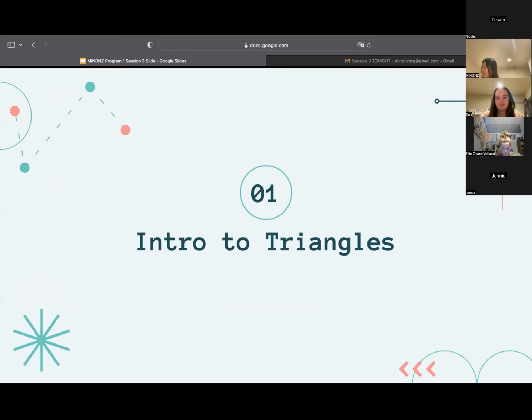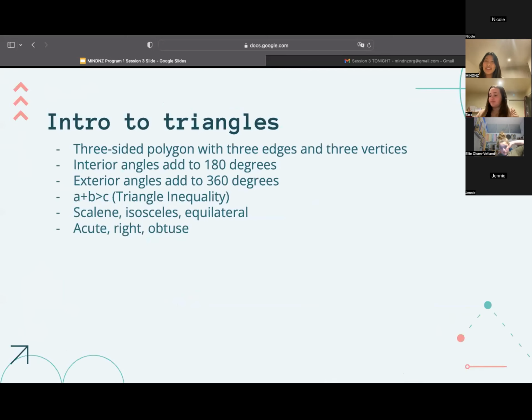So firstly, an introduction to triangles. I think we should all be pretty familiar with triangles. I hope we are, but let's quickly go through some important properties. It's a three-sided polygon with three edges and three vertices. Interior angles add to 180 degrees. Exterior angles add to 360 degrees.